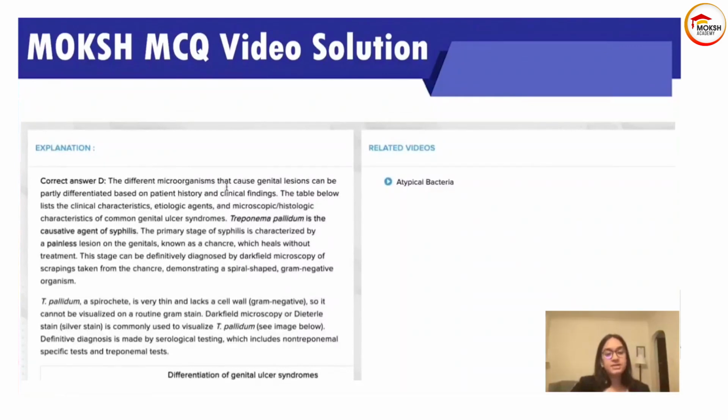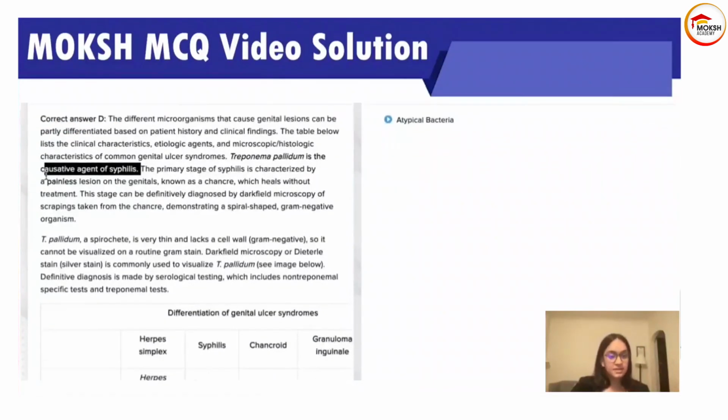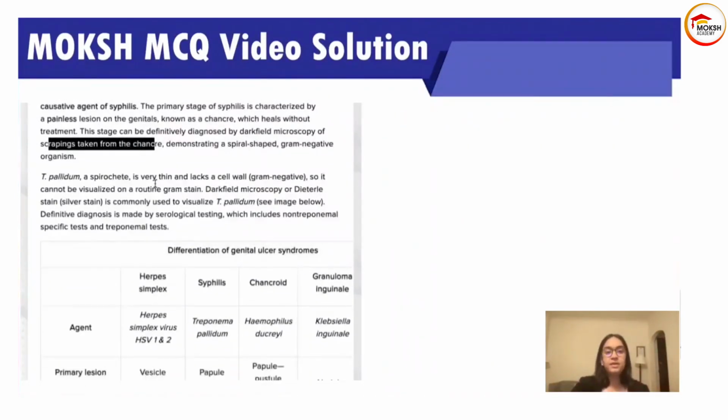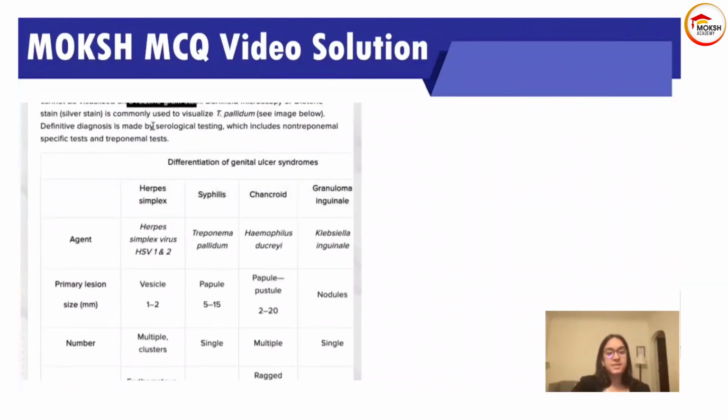Okay, so the different microorganisms that can cause genital lesions can be differentiated on the patient history and findings. Treponema pallidum is a causative agent of syphilis. Primary stage is characterized by the painless lesion on the genitals known as the chancre, which heals without any treatment. And the definitive diagnosis is by dark field microscopy of scrapings taken from the chancre, demonstrating a spiral-shaped gram-negative organism. So you know this, it's a spirochete, very thin, lacks a cell wall. It cannot be visualized on routine gram staining, and that's why we need to do dark field microscopy. And definitive diagnosis is by serology.